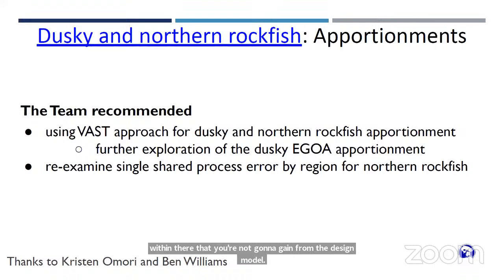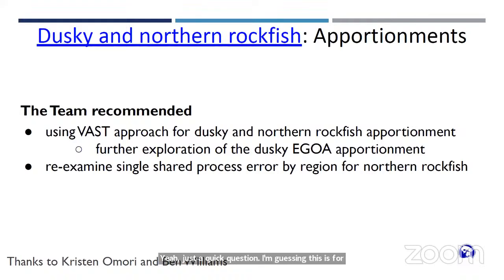Yeah, thanks. That helps. And we have a question from Curry. Yeah, just a quick question. I'm guessing this is for Ben. In terms of the specification of the VAST model used for apportionment, were you assuming autocorrelation in the intercepts or the spatiotemporal fields? Through the chair, I'd have to go back and check. We are using the default gap model, but with the log normal error structure instead of the gamma error structure. So whatever their default is, but I haven't looked at that in a while.